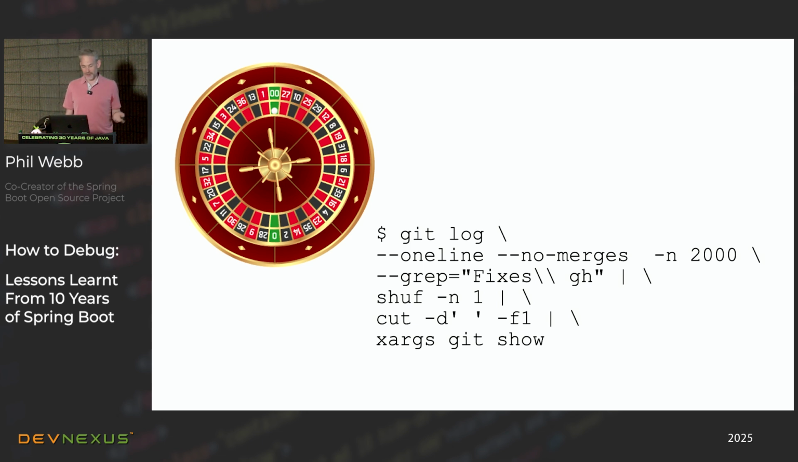And then the last thing, which I'm not going to do, but if you want to, you can use this command, and this is git roulette. I was originally going to get the Spring Boot source code up and run git roulette, and this will pick one of the last 2,000 commits that has fixes in the GitHub issue, pick one at random, and then show us that commit. I was going to do it to see how confident we were in our commit messages and whether they were good or bad. But given the shortness of time, I decided to skip that one and put it to the end.